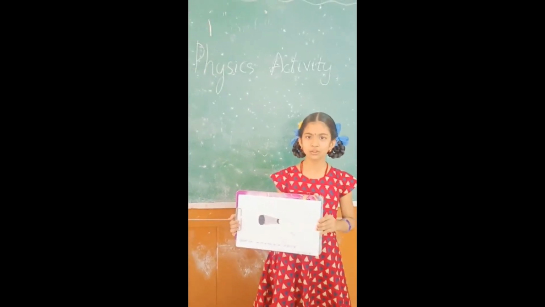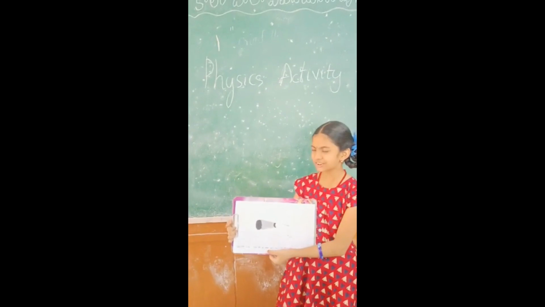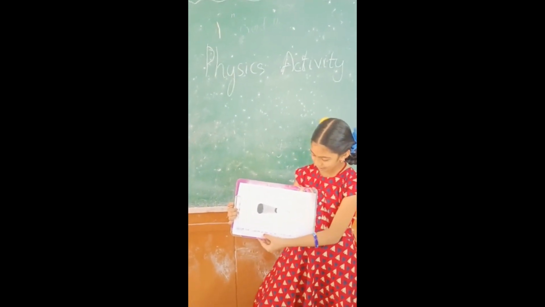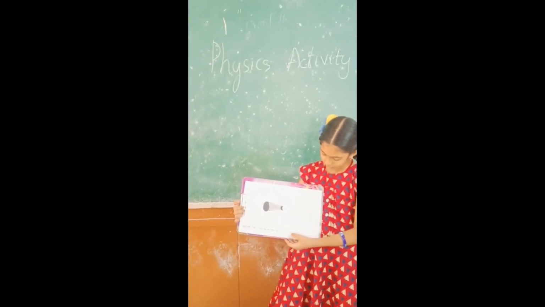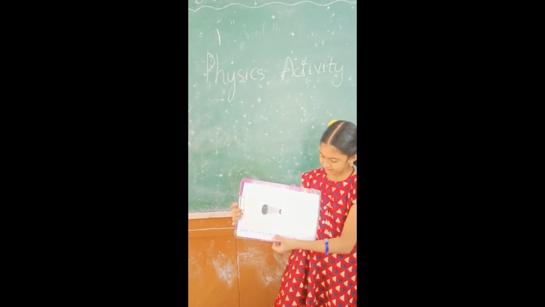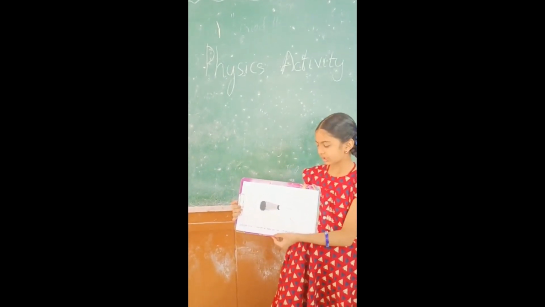Now I want to tell about my physics activity. This is called the shadow. Definition of the shadow: a shadow is formed when an opaque object comes in the path of light. That means when an opaque object comes in the path of the light, it is called a shadow.